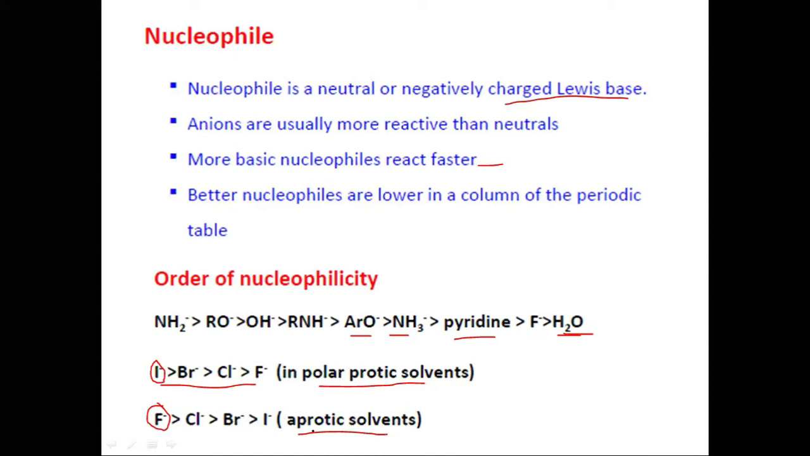So that's why it also states that the type of solvent needs to be considered for the nucleophilic substitution reaction, which also influences the nucleophilic ability to attack the substrate, the carbon which is carrying the leaving group. And the I minus, Br minus, Cl minus, F minus trend is seen in polar protic solvent, and the reverse trend can be noticed in case of aprotic solvent.